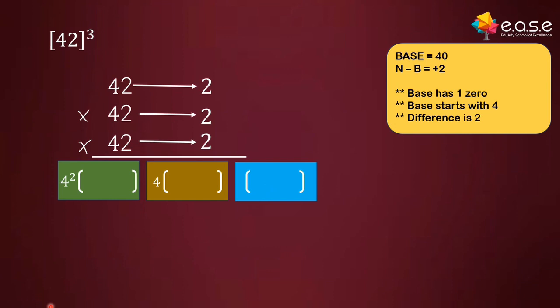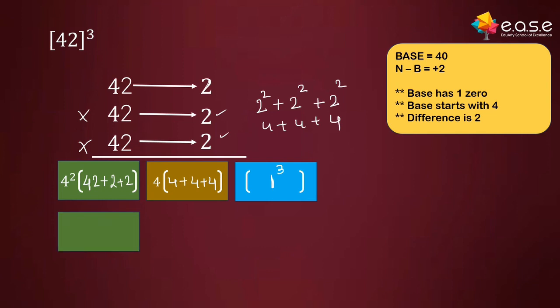Now let's see what to write in the green box. In the green box we write 42 plus this 2 and this 2. Leave the 2 in front of 42 and then you do the remaining 2, so that's 2 plus 2. Correct? Now we have a 4. In the dark yellow box, we are going to write down the square of the difference, so that's going to be 4 plus 4 plus 4. And in the last bit, we are going to write down the cube. Now let's see what comes individually into each box. This will be 16 into 46.